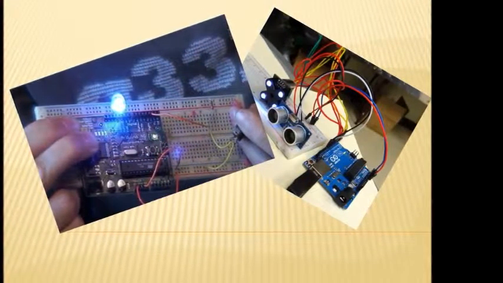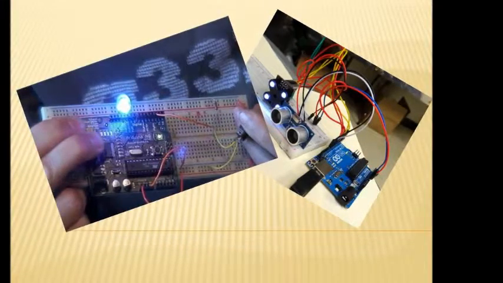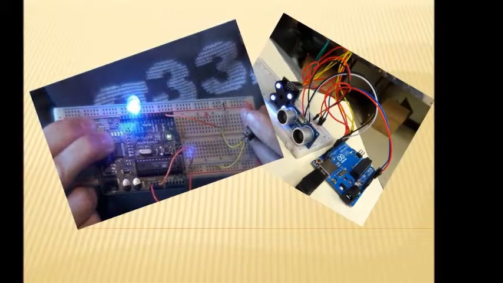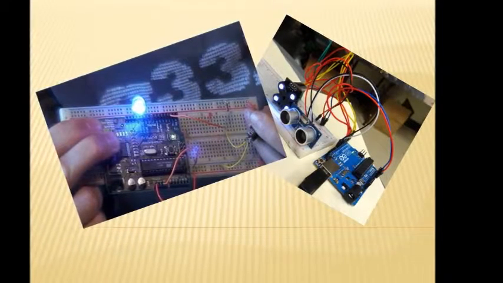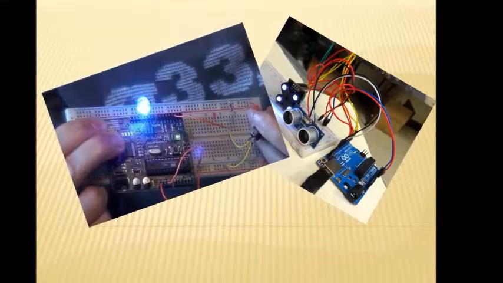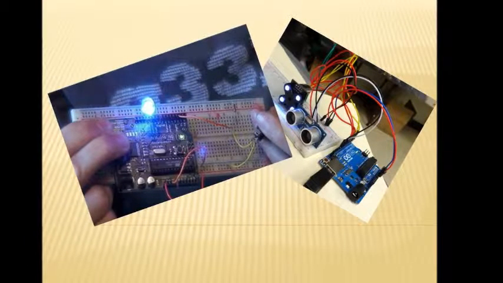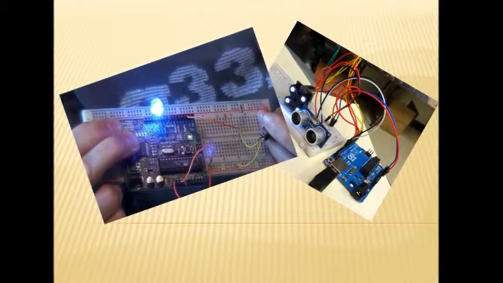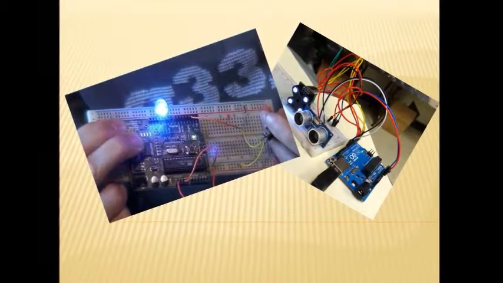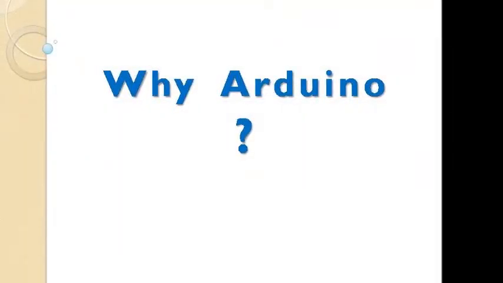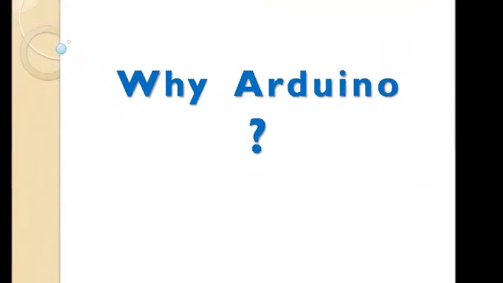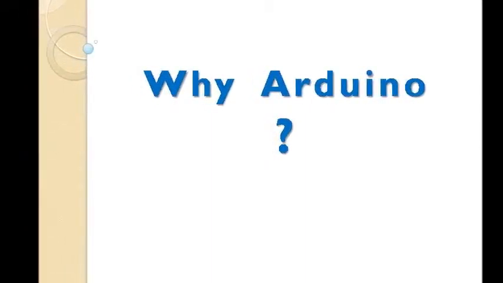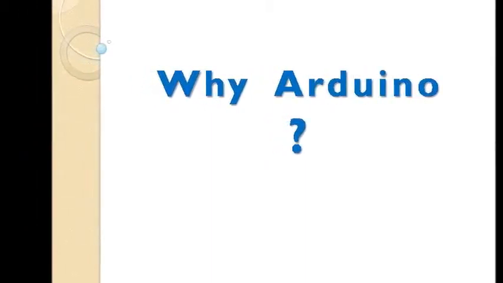Arduino boards are able to read inputs, like light on a sensor, a finger on a button, or a Twitter message, and turn it into an output: activating a motor, turning on an LED, publishing something online. Thanks to its simple and accessible user experience, Arduino has been used in thousands of different projects and applications.